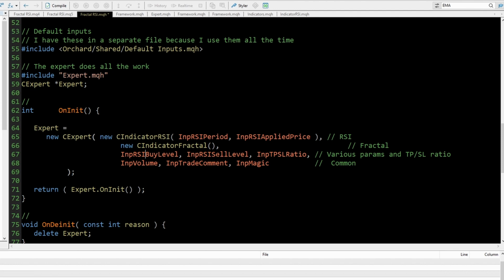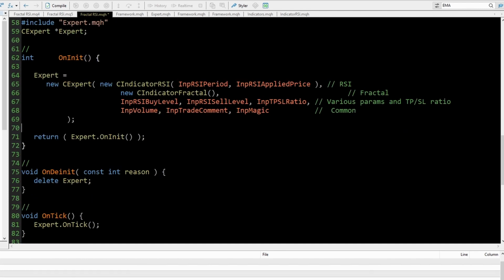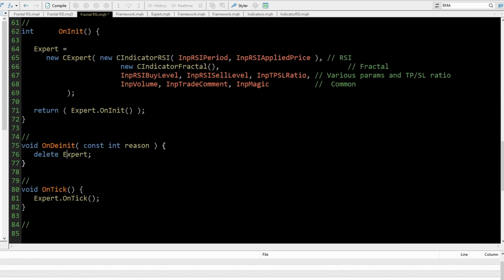The RSI buy level and sell level are not part of the indicator, so I'm passing those as separate variables into the expert, along with the take profit stop loss ratio, and then the standards of the volume, trade comment, and magic number. Expert on init, which is to emulate this on init within the expert class, and deinit and expert.onTick.